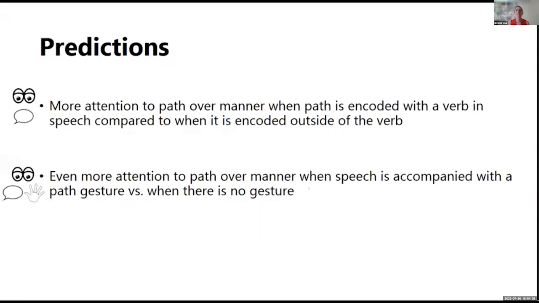For our predictions, basically, we focused on the relative attention to path over manner following previous work. And for the element encoded in speech and gesture, we mainly focused on path because this is coming from a verb frame language. And we basically expected people to allocate more attention to path over manner when they used a verb to encode path in speech, as opposed to when they encoded it outside of the verb. And then furthermore, we expected people to allocate even more attention to path over manner when they produced a path gesture.